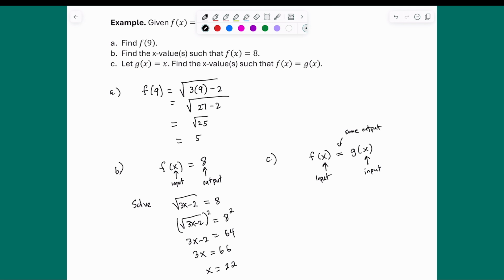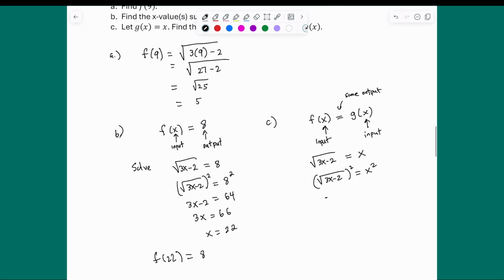So in other words, we're solving an equation again. f of x we know is the square root of 3x minus 2, and we want to know when this is equal to g of x, which is the function x. So, just like last time, we would square both sides to get rid of the square root. So we get, on the left, just the radicand, 3x minus 2. On the right, we get x squared.